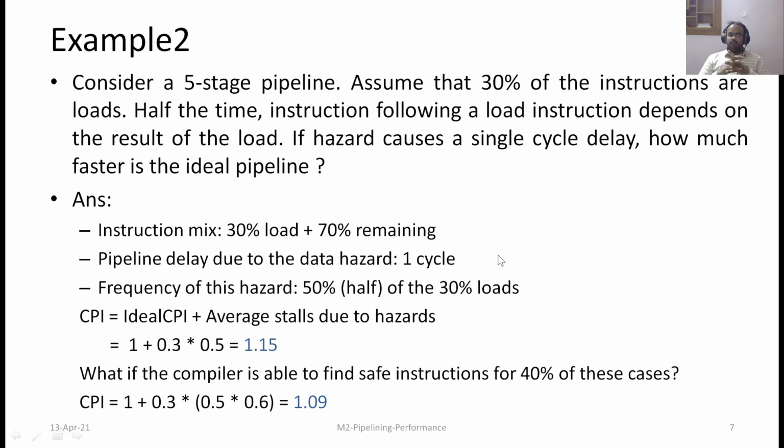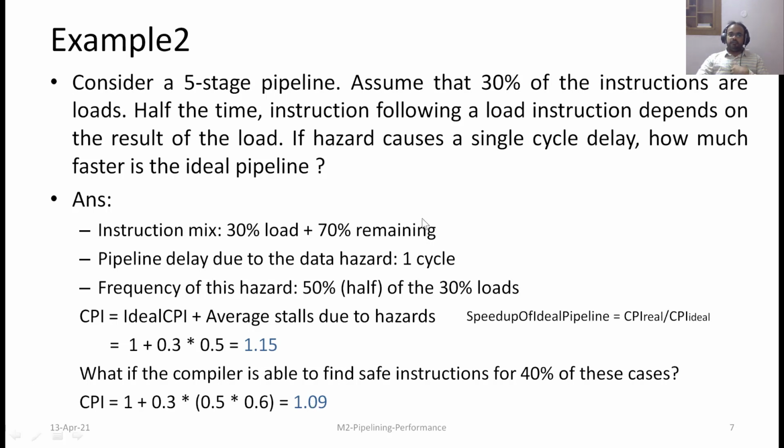The ideal CPI, if you remember, is 1. So in this simple pipeline, we are trying to achieve the ideal CPI, right? So if we compare the CPI of 1.15 and the CPI of 1.09, the better one is the CPI of 1.09, because we are taking relatively fewer cycles to execute the instructions. So our program would run faster.